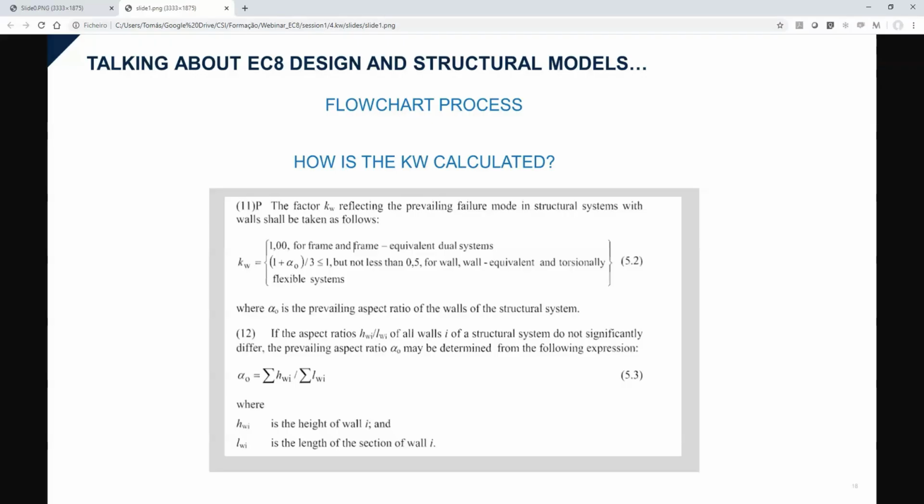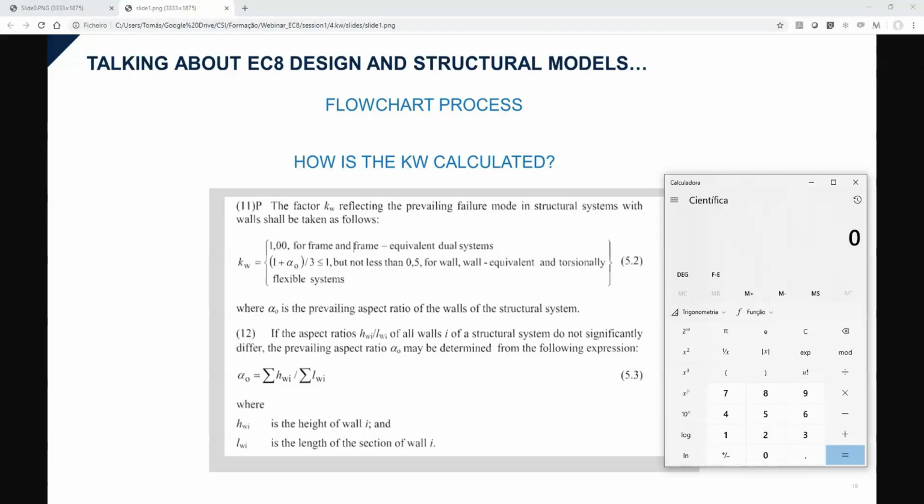This alpha-0 factor is basically the ratio between the total height of the walls and their length in plan. We can calculate this as a summation of all walls in the building, or we can look at the least slender wall. This is usually easy to identify. If all walls have the same height, it is very easy to see which one is the least slender. If this wall yields a factor of 1.0, meaning the kW value is 1.0, then we do not need to calculate the sum of the contributions from all the other walls.